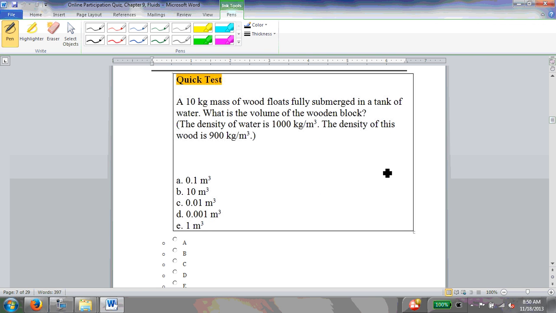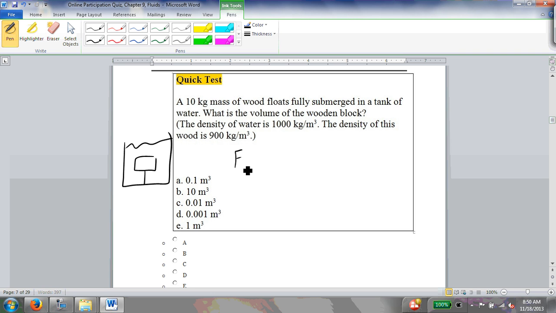Okay, so I have a 10 kilogram mass of wood that floats fully submerged in a tank of water. What is the volume of the wooden block? All right. In order for it to float fully submerged, this is a little bit of a misleading question. It has to be attached in some way to the bottom, so it has an additional force acting upon it. But nonetheless, it works out correctly.